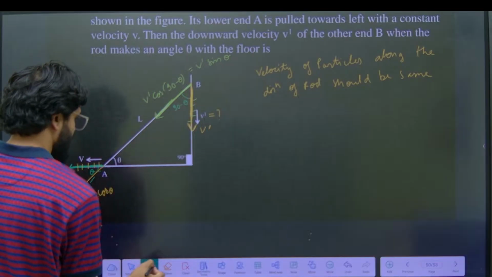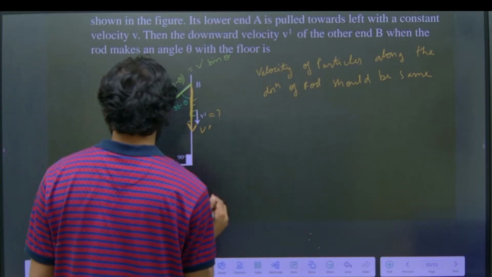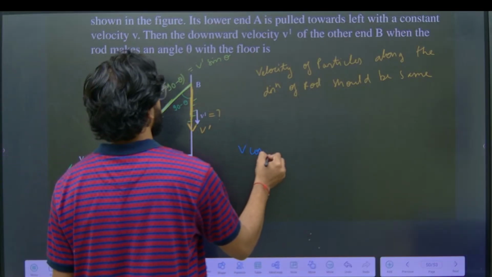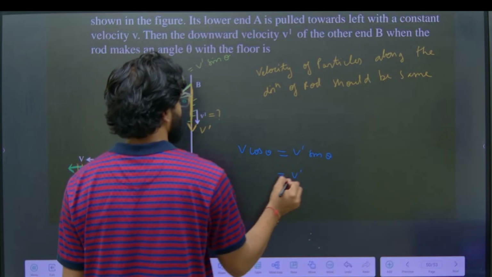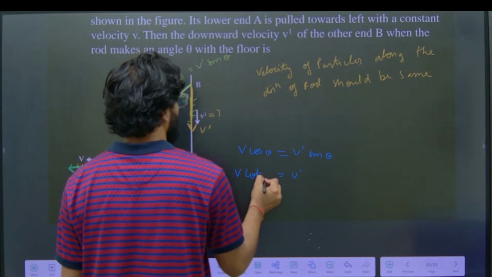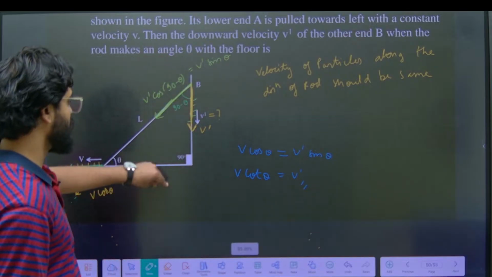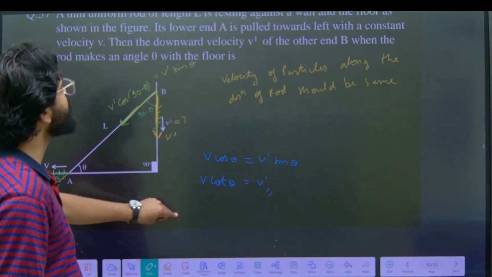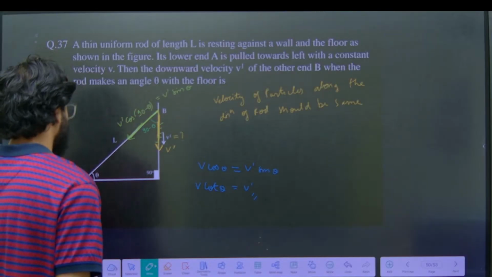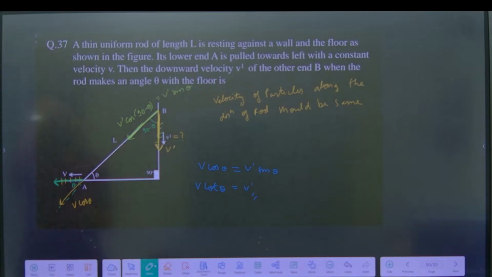Correct. So can we write this, that v cos theta equals v prime sin theta. So v prime is coming out as v cot theta. I hope that is clear. They have not given the options, but yes, that is the correct answer. Okay, let's move on.